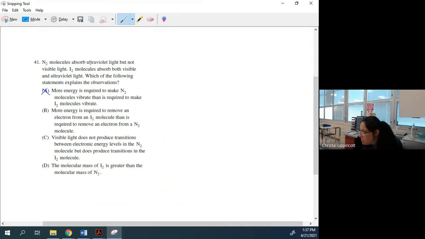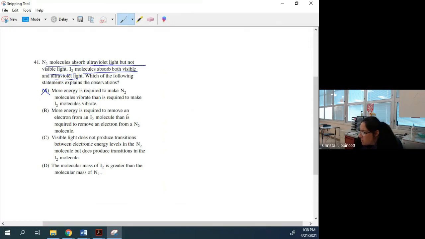The UV light, the N2 absorbs it, but not visible light. I2 will absorb both the visible and the UV. So giving N2, it works for I2, and I2 is bigger, so A's out.